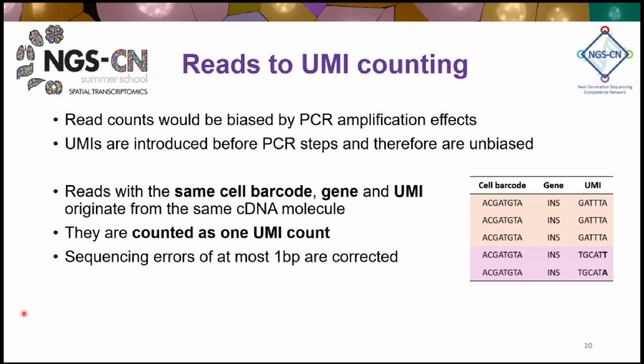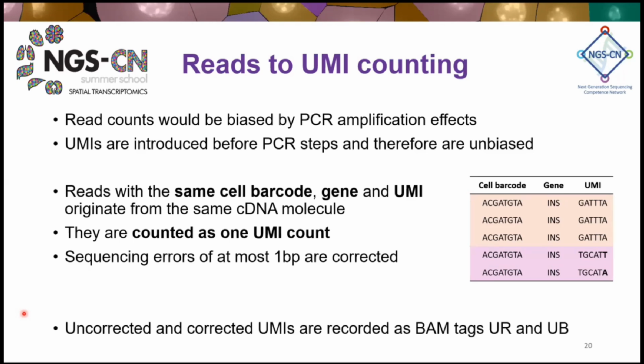There's also some sequencing error correction. So for example, if you have the same cell barcode and same gene, but the UMI differs by 1 base pair, you correct it. And uncorrected and corrected UMIs are recorded as BAM tags.